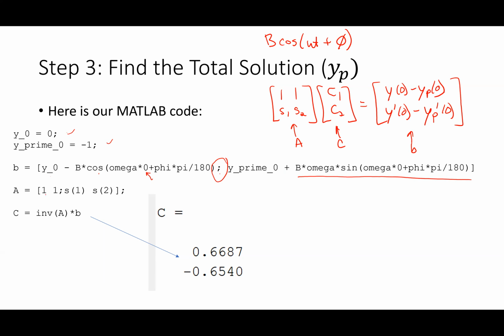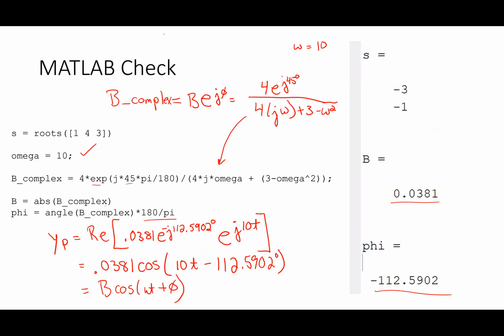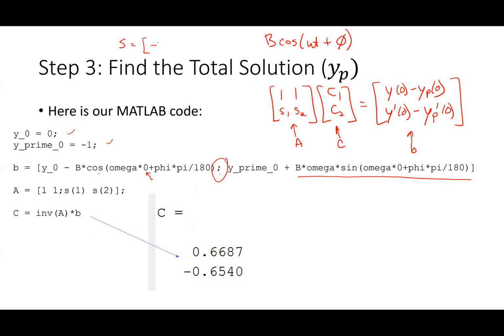Now the matrix here, A, is 1, 1. So 1 and 1 are on the same row. And then S of 1, S of 2. So in this case, I have a vector somewhere that says S is equal to, and if I look carefully, I believe it's minus 3, minus 1. So I wrote S of 1, that'll be minus 3. S of 2, that's minus 1. And then I use that expression C equals the inverse of A times B to get my two coefficients.